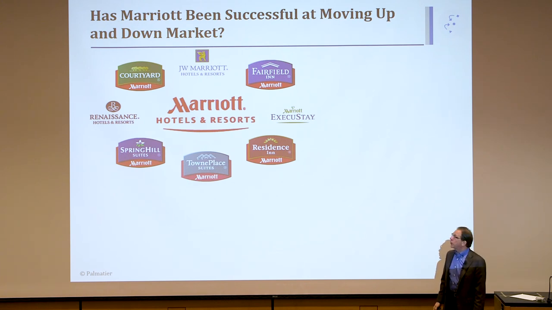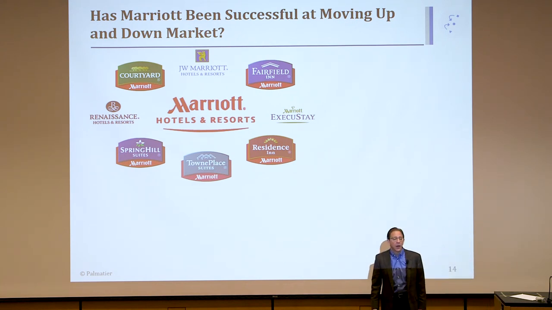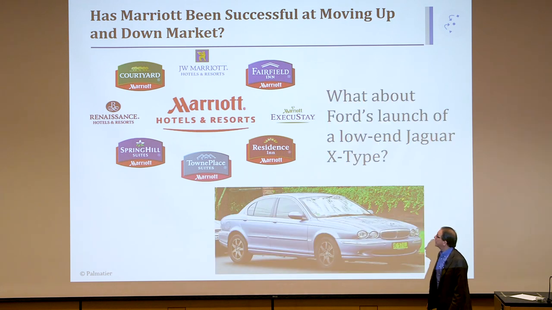Here's the example of the vertical extension. And Marriott's been very good at doing vertical extensions. If you go upmarket, JW is above the normal Marriott. They do Courtyard, which is down. They have some suites, and some of these have different attributes. So some of these are vertical extensions, some are brand line extensions.